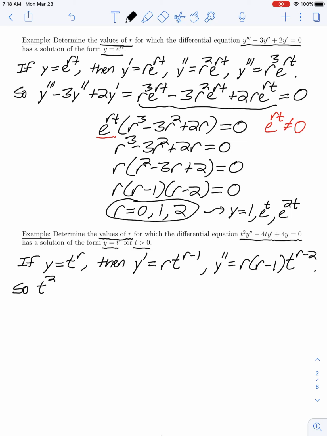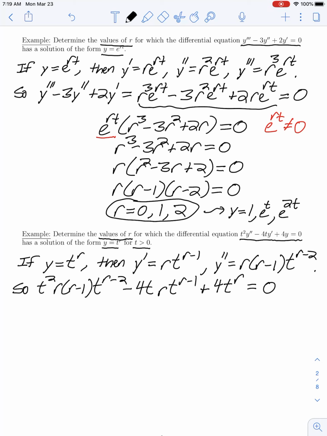which was t squared times y double prime, which is r times r minus 1 times t to the r minus 2. Then minus 4 times t times y prime, which was r times t to the r minus 1 power, and then plus 4 times y, which was t to the r power. And we need this to equal 0 in order to be a solution of the given equation.